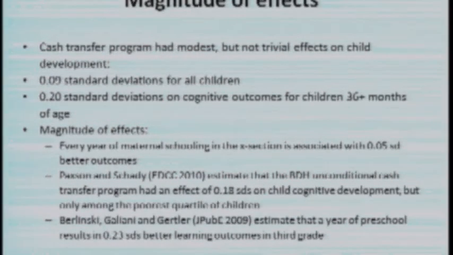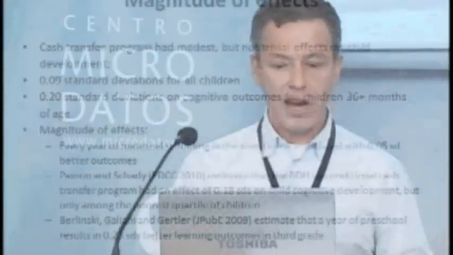And for these kids, the effects are not so modest, about 0.2 standard deviations, which is very similar to what you find for a variety of other interventions. For example, there's a very nice paper by Sami Berlinski, Sebastian Galliani, and Paul Gertler, which shows that in Argentina, 1 year of preschool, so causally, not just an association, leads to about 0.23 standard deviations better outcomes 3 years later. So for kids the same age, we basically have effects that are similar in magnitude to what you find for preschool, say in Argentina.